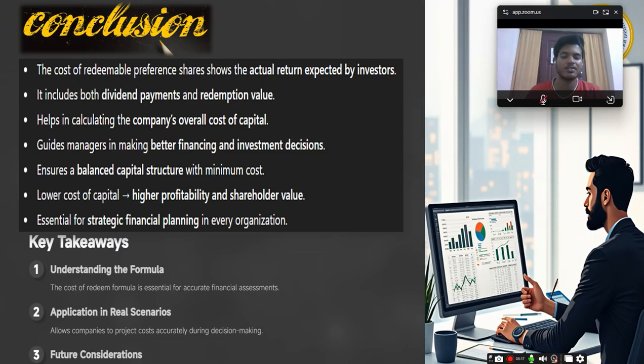So the key takeaway in this PPT is understanding the concept and the formulas. The cost of redeemable preference shares formula is essential for accurate financial assessments and application in real world scenarios and future consideration. Thank you.